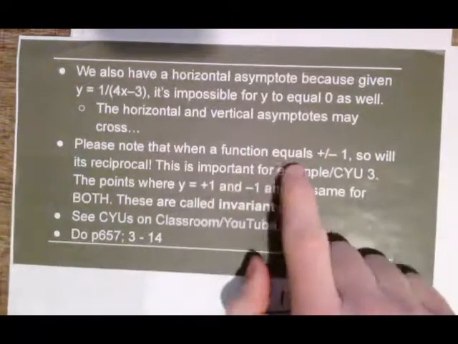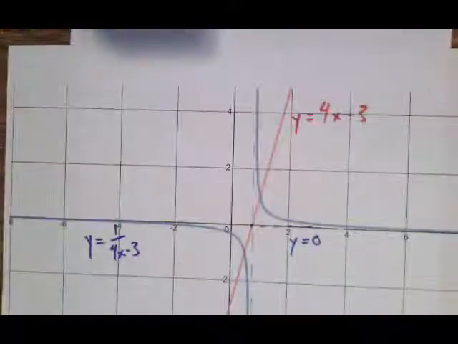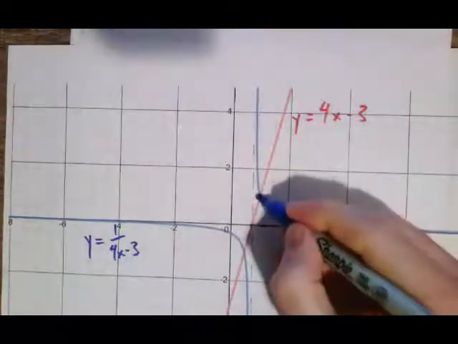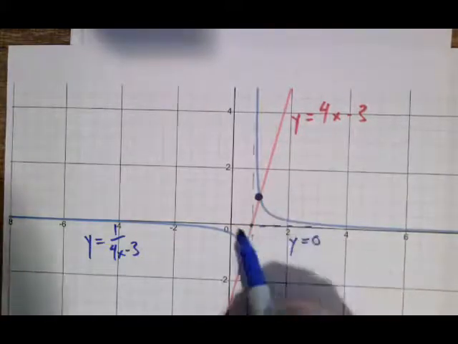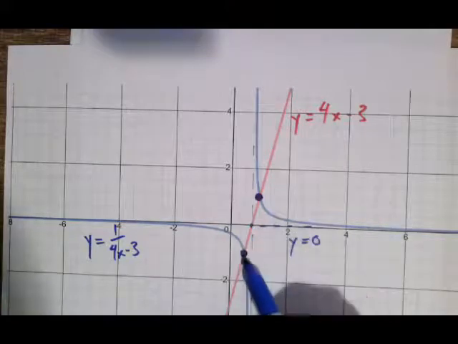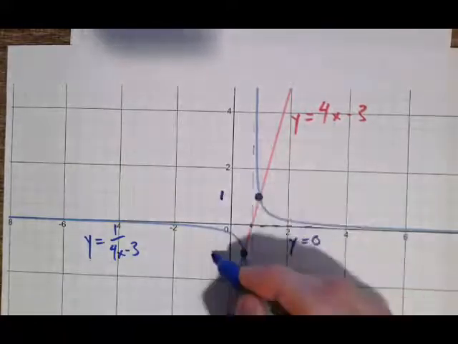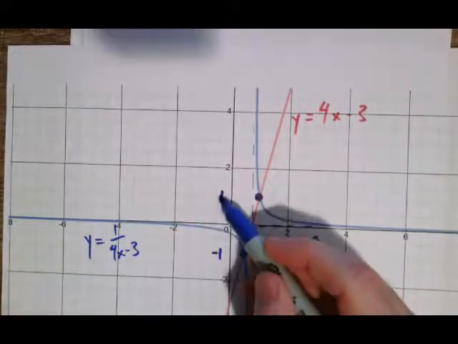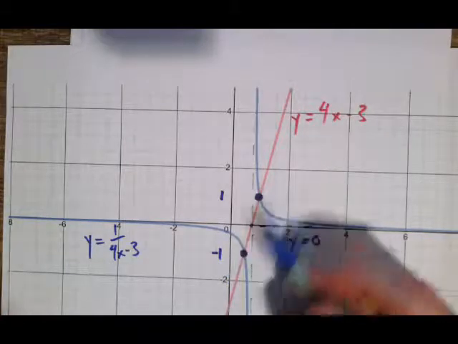Please note that when a function equals positive or negative 1, so will its reciprocal. So what that means is, right here where they cross, notice this is when x equals 1 and y equals 1. The important part is the 1, and so this is negative 1. Where y is 1 and y is negative 1, those are called invariant points.